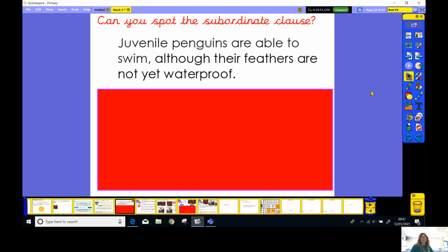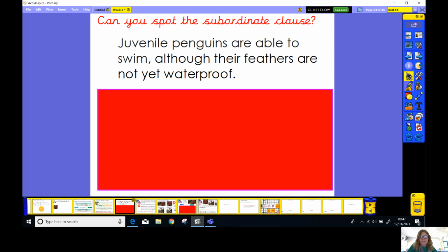Let's have a go now. Now, within this sentence, can you spot the subordinate clause? Now remember, the subordinate clause is the bit that doesn't make sense on its own. You wouldn't go up to somebody and just speak in subordinate clauses. It wouldn't make any sense. So let's read this sentence. Juvenile penguins are able to swim, although their feathers are not yet waterproof. Read out loud the bit that doesn't make sense on its own. That's a subordinate clause.